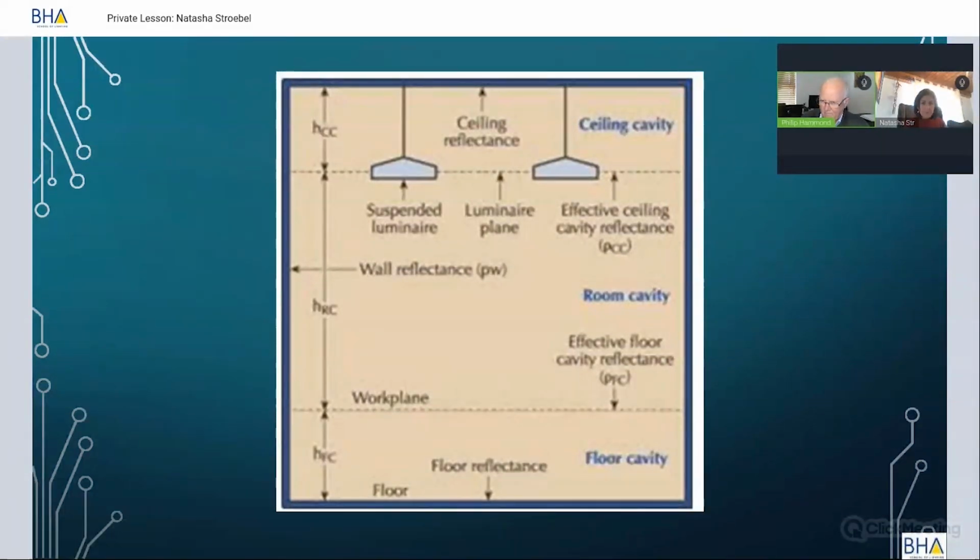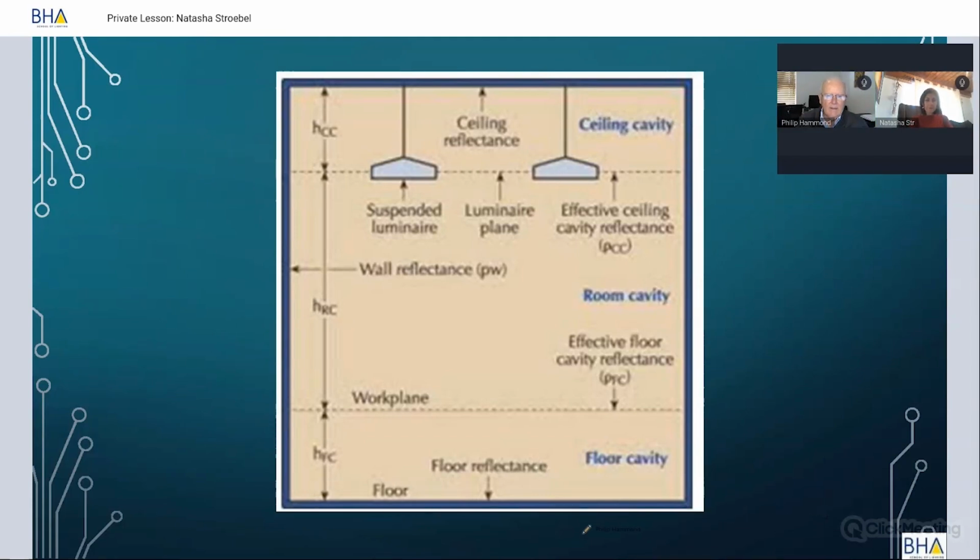Here we have a room, and there's certain technical definitions that we need to understand. There's our box. We've got the ceiling, we've got, can you see my pointer now? Yes. We've got the ceiling, we've got the walls, and we've got the floor.